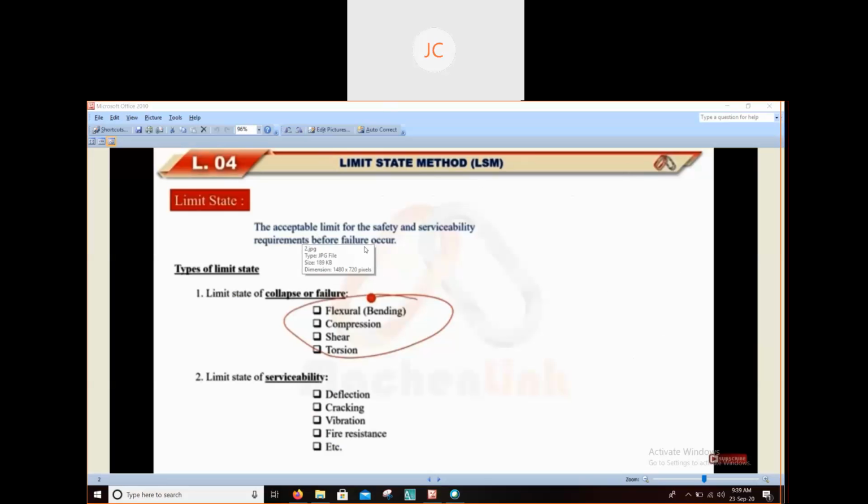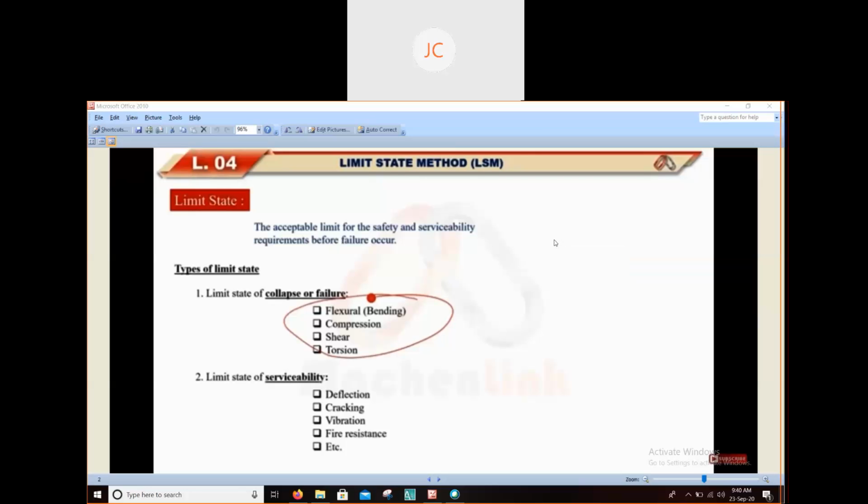Here you can see, limit state means the acceptable limit for the safety and serviceability requirements before failure occurs. Failure means when the structure starts showing cracks and so on. At that time you can say that our structure's failure point has reached. Whenever your structure shows some deformation or cracks, that is your failure point. So the limit state means the acceptable limit for the safety and serviceability requirements before failure occurs.